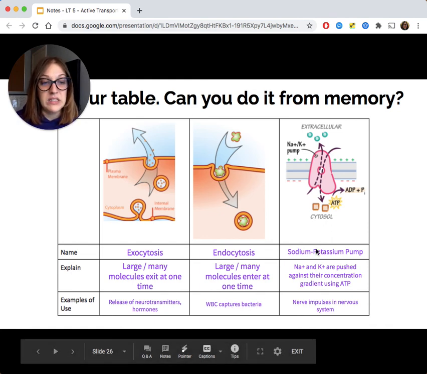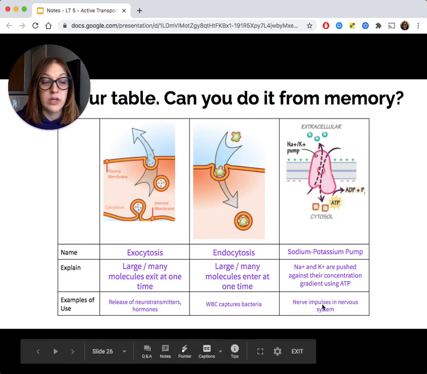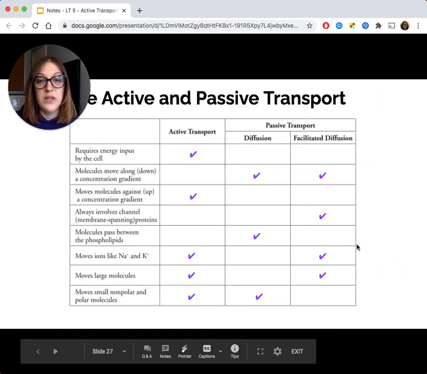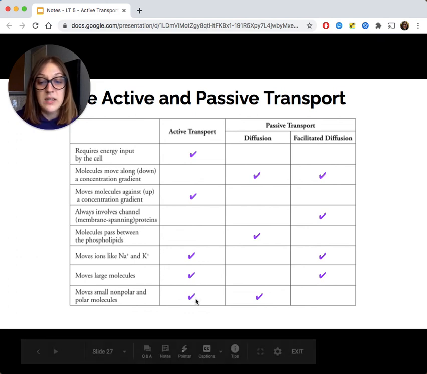And last but not least is the sodium-potassium pump, where sodium and potassium are pushed against their concentration gradient, and this process is fueled by ATP. And one example that was critical is nerve impulses in the nervous system. All right, let's review active versus passive transport. So active transport, yes, requires energy. Molecules move up or against a concentration gradient. It moves ions like sodium and potassium. It moves large molecules, and it can move small nonpolar and polar molecules if there are many at one time to move.